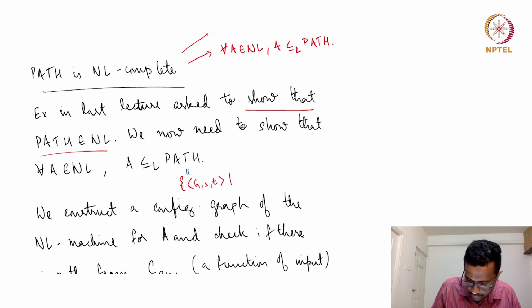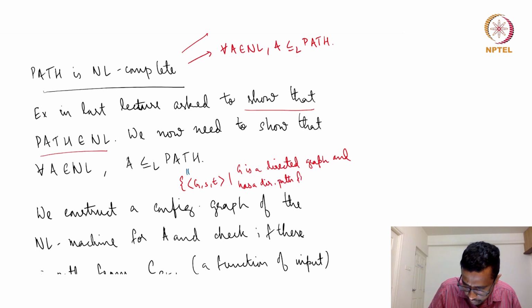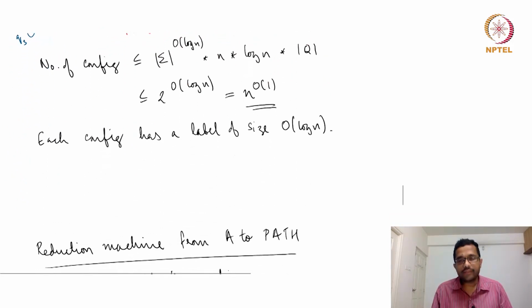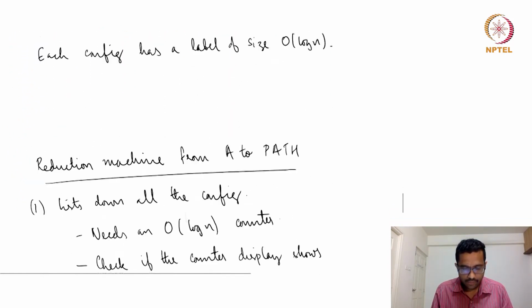PATH = {<G, S, T> : G is a directed graph and has a directed path from S to T}. So that is kind of the idea for the reduction.